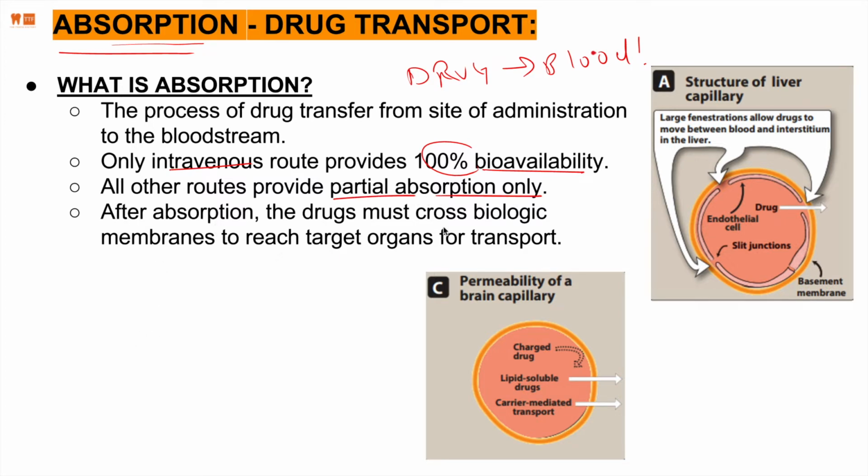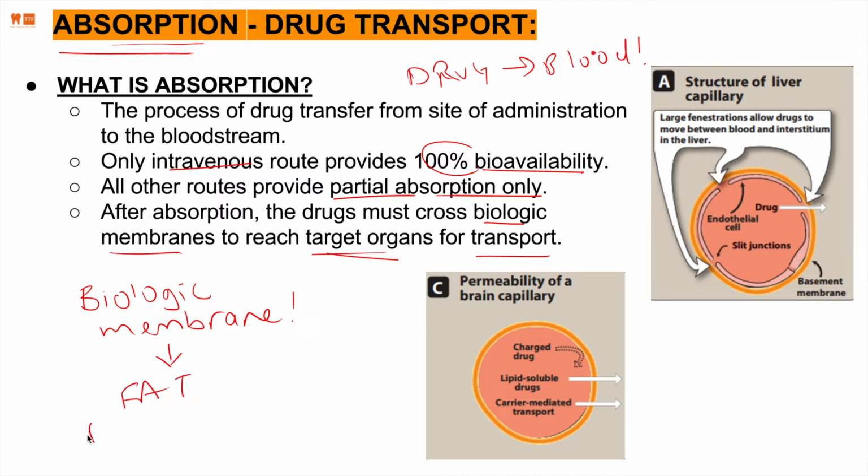After absorption, the drug must cross biologic membranes to reach target organs for transport. Now, I just want to make one thing clear here, that biologic membranes are made up of fat. Plain and simple, fat. In other words, it's called a phospholipid bilayer. Now, why is this term so important? We'll figure it out in just a minute.